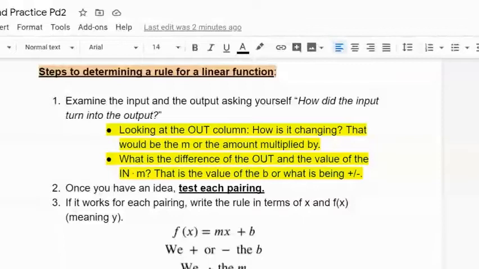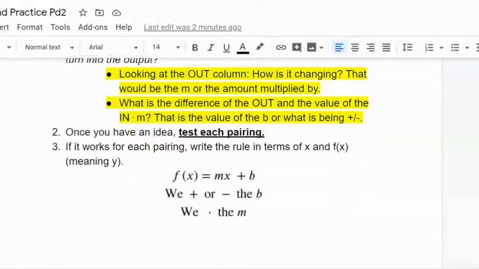So that would be the m, or the amount we multiply by. Then we're going to look at the difference between the out and the value that was created when we multiply the in times the m that we just found. And that is the value of the b, or what is being plus or minus. This will all make sense in just a moment. Once you have an idea, test each pairing. If it works for each pairing, write down the rule in terms of x and f(x), where f(x) will mean y. So f(x) = mx + b, where we add or subtract the b and we multiply the m.